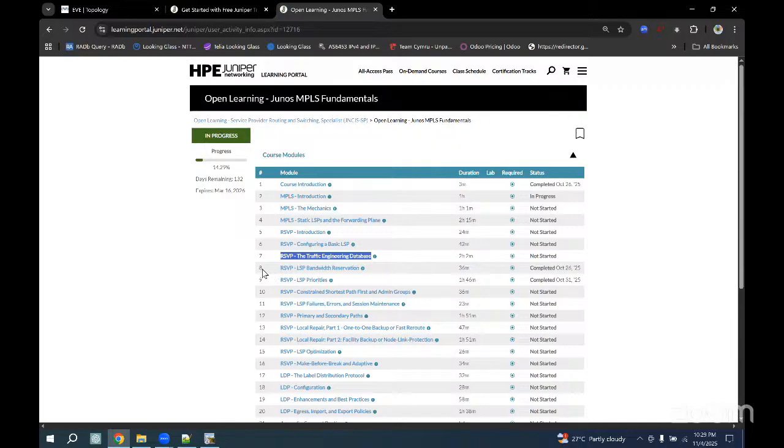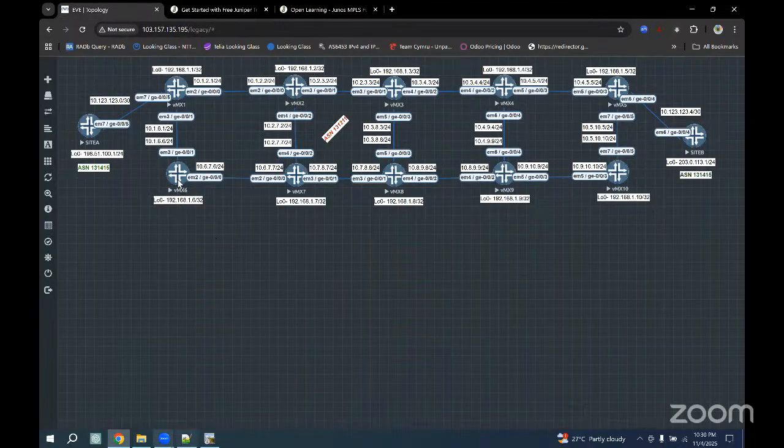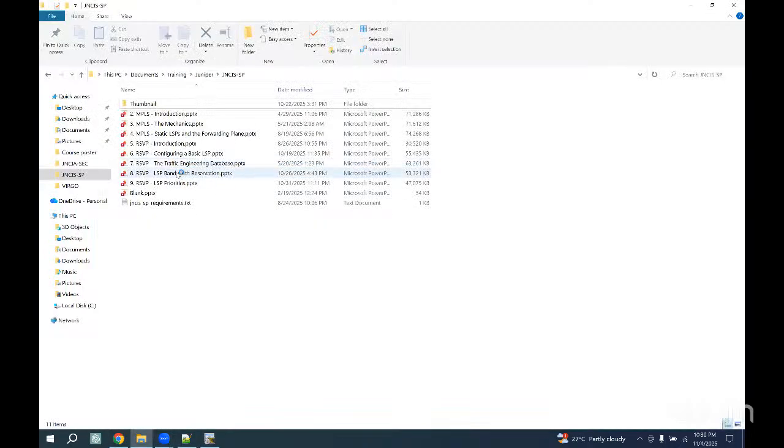Today we discuss the module 8 RSVP LSP bandwidth reservation. Okay, so when you create the LSP, you need to define the LSP bandwidth. So need to reserve the bandwidth. So today we discuss how to reserve and how to verify the LSP bandwidth or reservation bandwidth. Okay, so same topology. Let's go and start our slide.